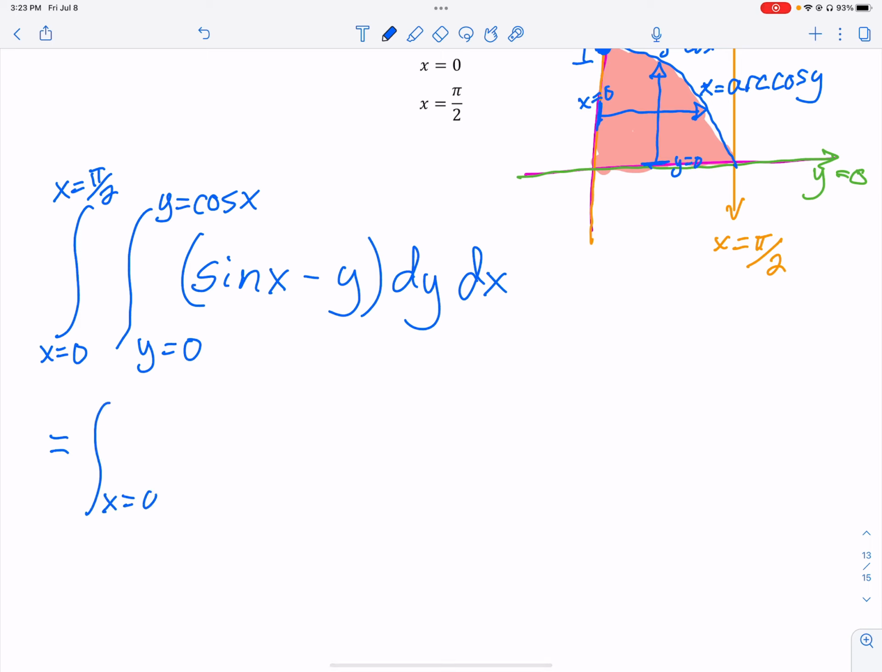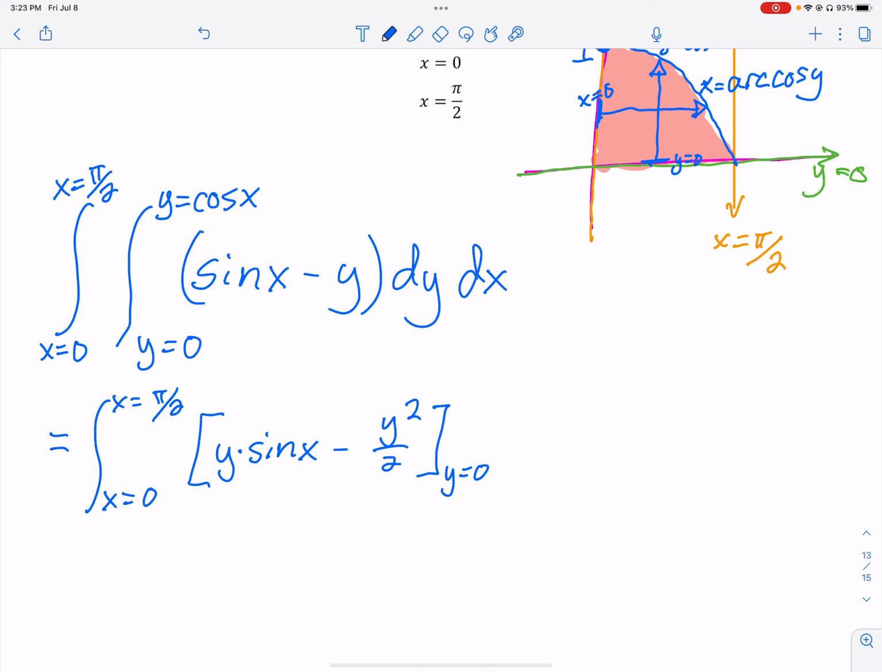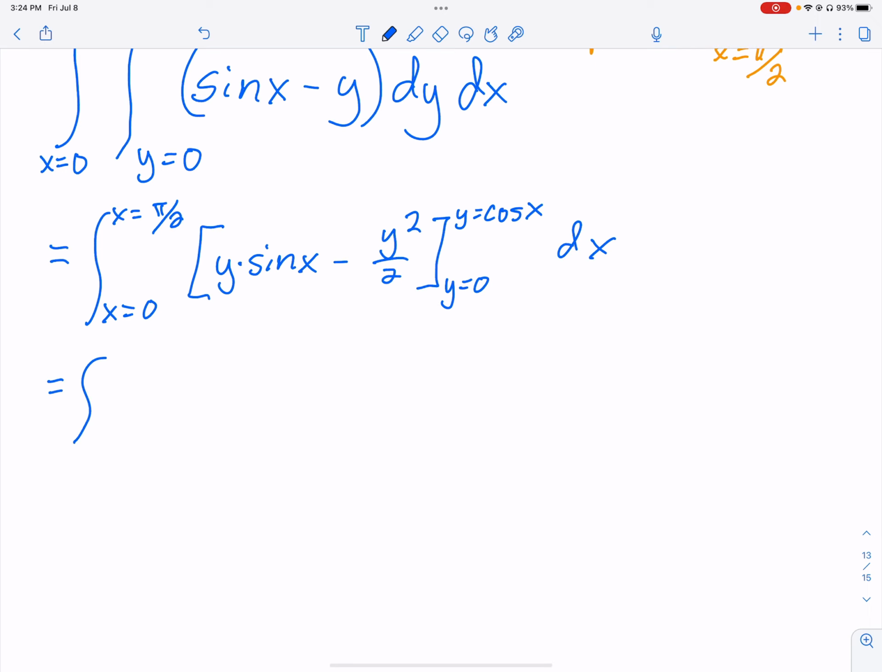So, okay, we'll take our first one. x equals 0 to x equals pi over 2. All right. The integral of sine x with respect to y is y sine x, right? It's like a constant, minus y squared over 2 dx. And we've got to run these bounds. Actually, I should put that there. y equals 0 to y equals cosine x dx. Now I get to put those in. x equals 0, x equals pi over 2. Let me fix the pi up a little.